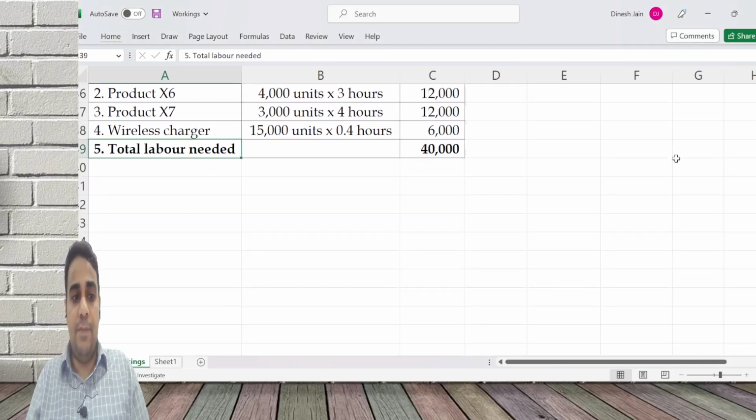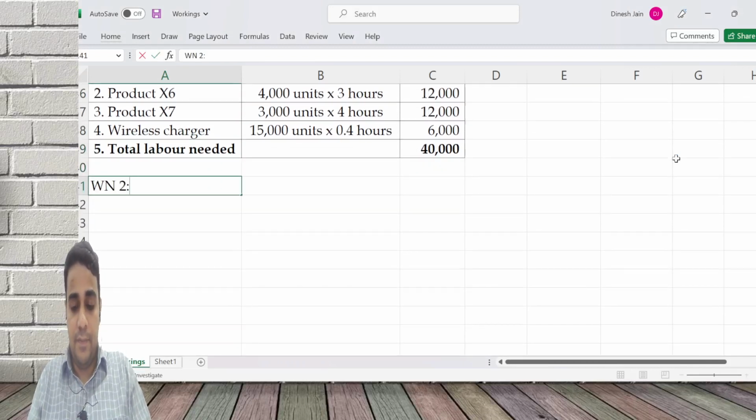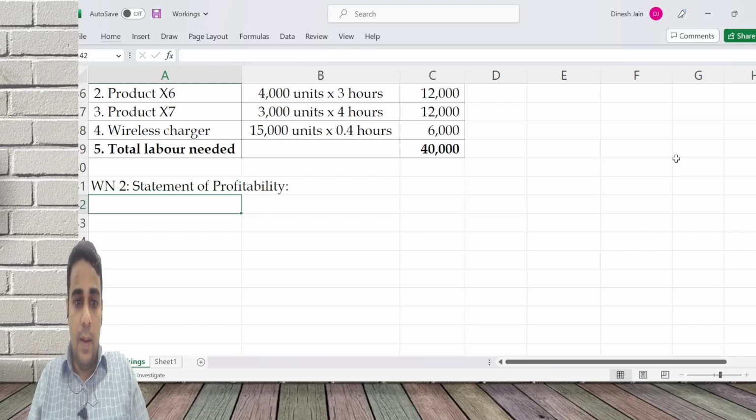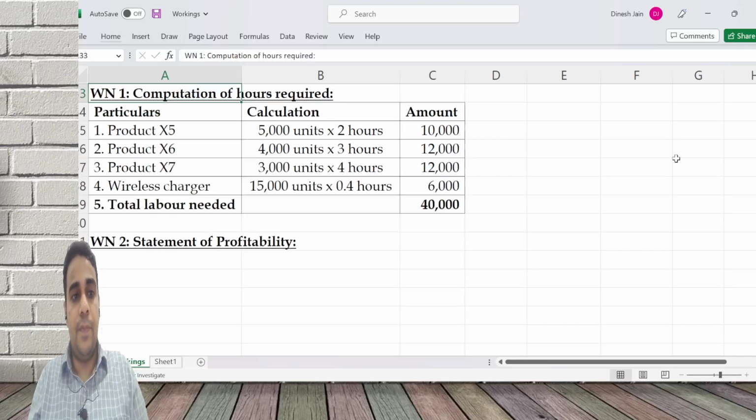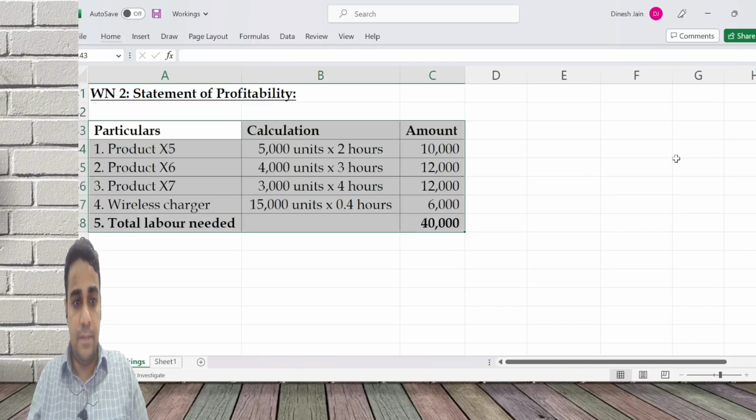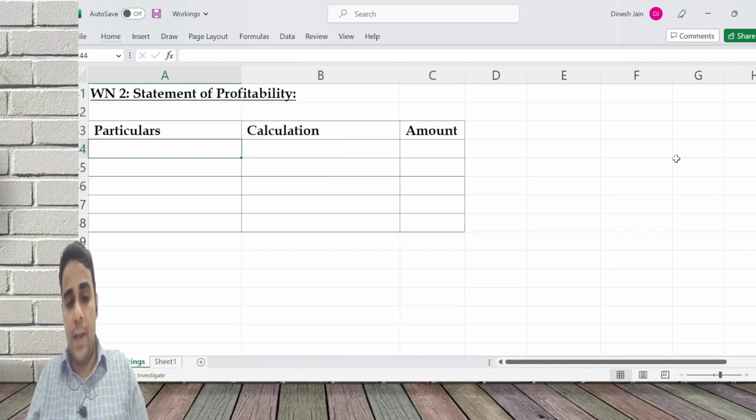We'll prepare the statement of profitability. Particulars, calculation, amount.